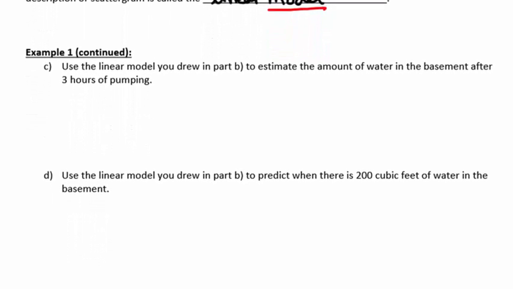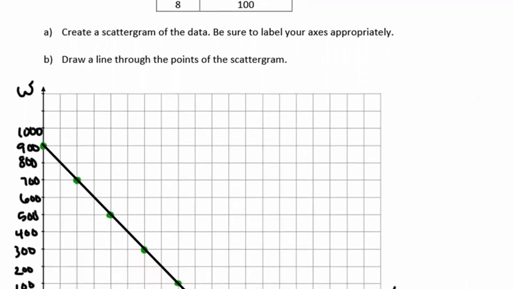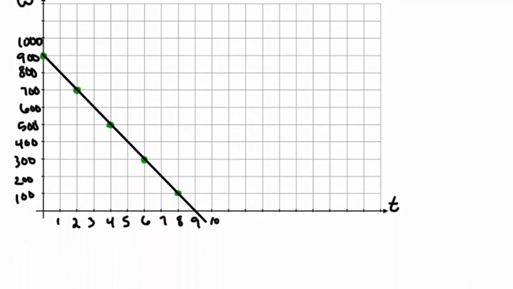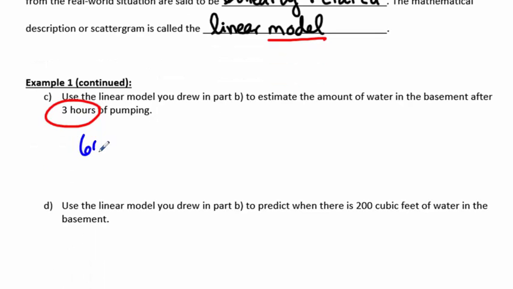All right, in example 1, we're going to continue here. Using the linear model, we're going to estimate the amount of water in the basement after 3 hours of pumping. So I'm going to flip back to the other screen and estimate the amount of water after 3 hours of pumping. Three hours of pumping corresponds with what looks like 600 cubic feet of water. So the answer to part C is 600 cubic feet.